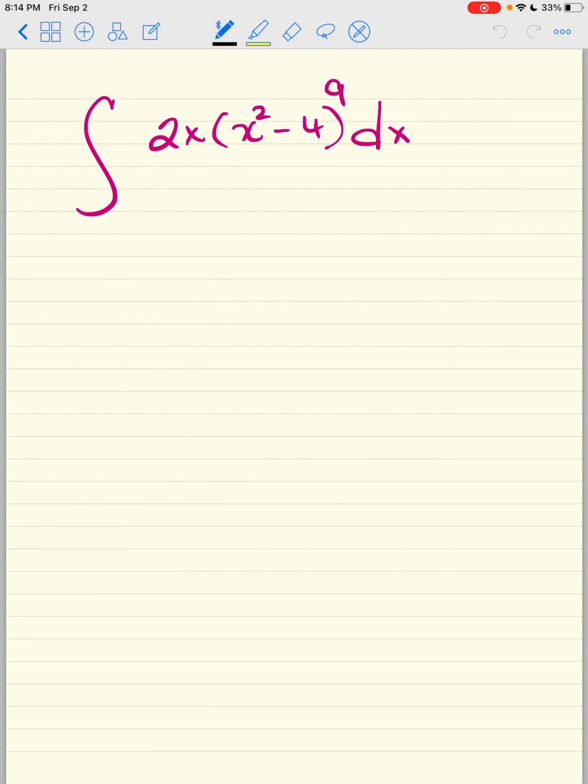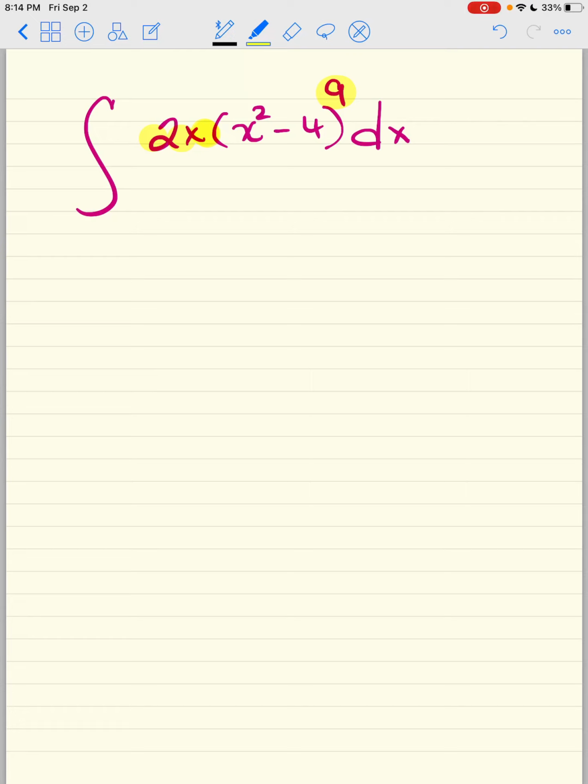So in this problem here, we're going to have to do a U substitution. The reason why is because this is a product. Also, this is to the 9th power. It's to a power other than 1. You're not able to expand this.